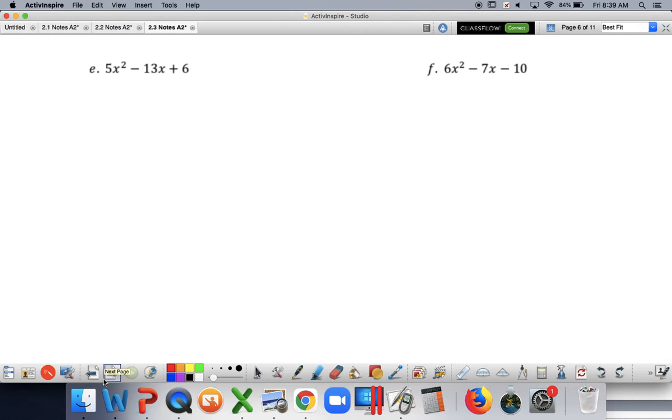Right, let's look at this one. Let's see. 30, negative 13. I need two numbers that multiply to give me a 30 and add to give me a negative 13. Negative 10, negative 3.